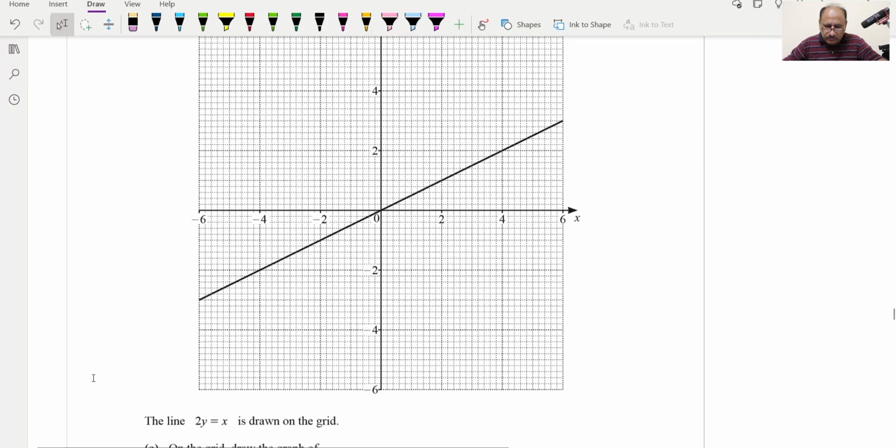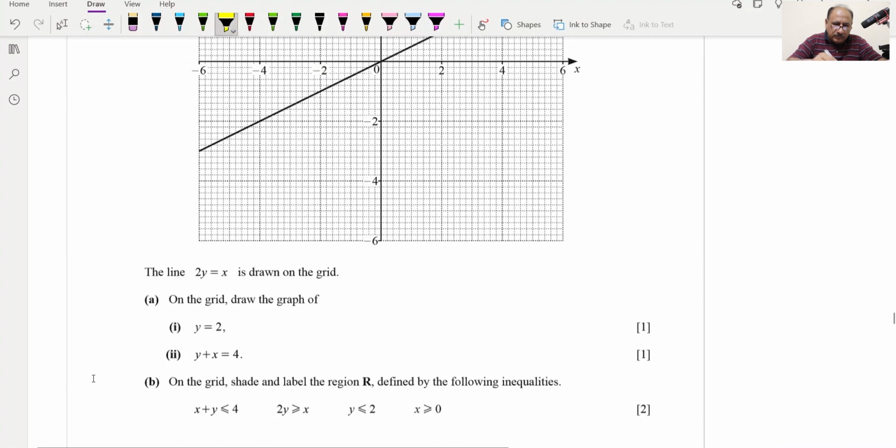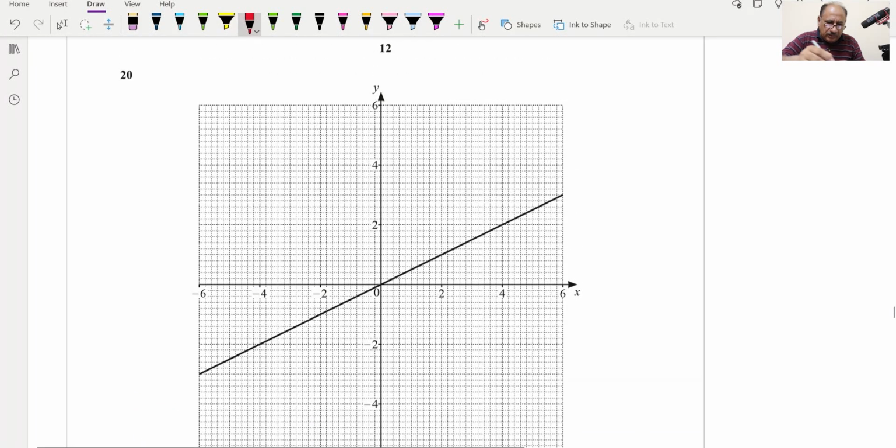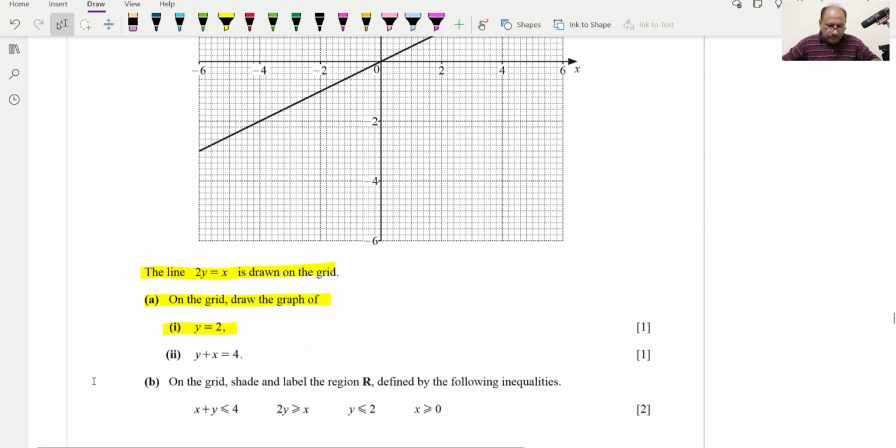In this question, a line is provided. The line 2y is equal to x is drawn on the grid. On the grid, draw the graph of y is equal to 2. So y is equal to 2 will be which line? y is equal to 2 will be this line, and we are done with this line.